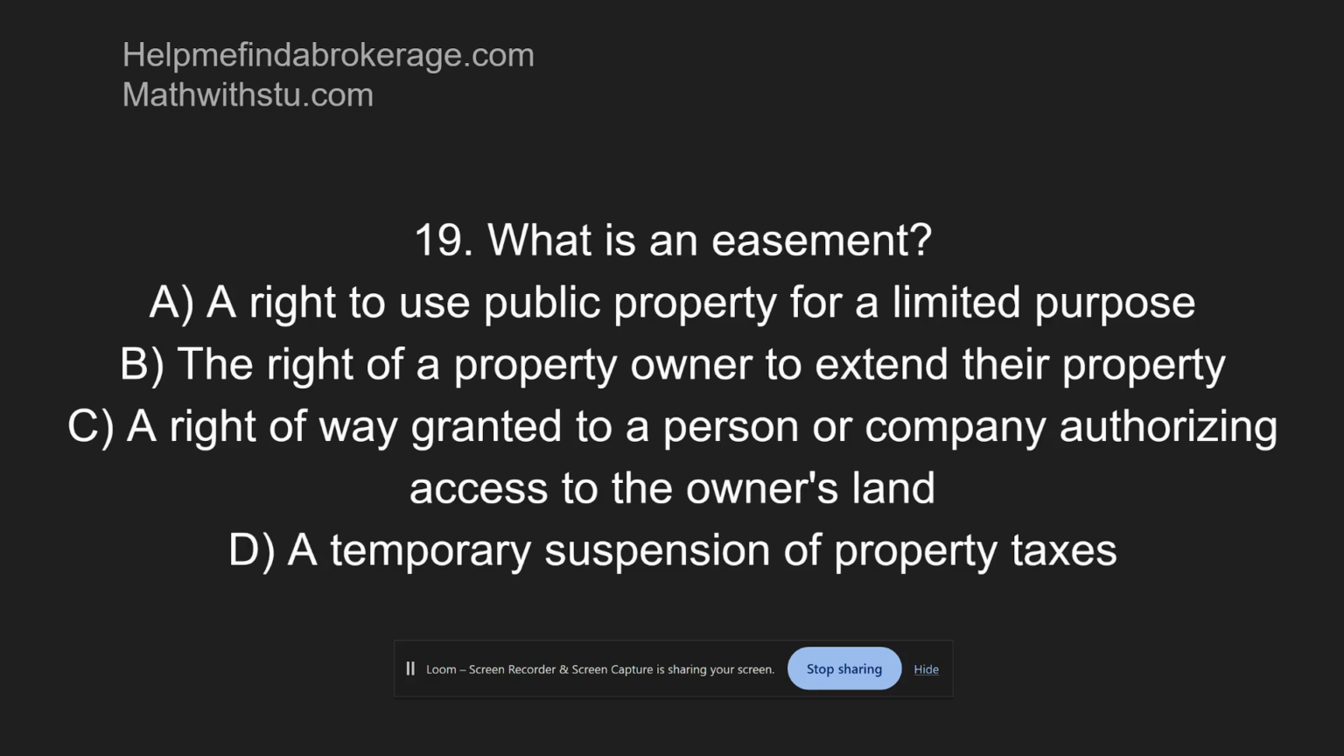But really an easement, if we had to define it, it's going to be a right of way granted to a person or company authorizing them to access the owner's land. So it's a permanent right to use someone else's land. Now, it's not necessarily going to be for them to cross over, okay? Because think about it, if you're talking about a utility company in an easement in gross, it's basically them having the right to access that property to get to their power lines, right?